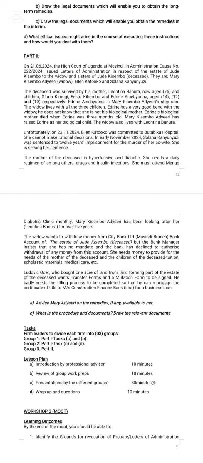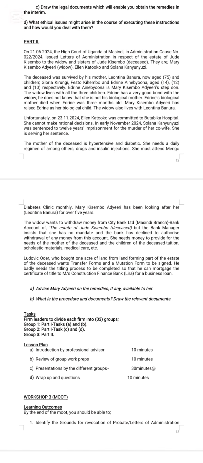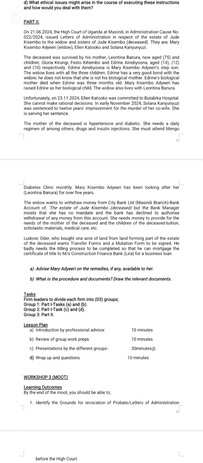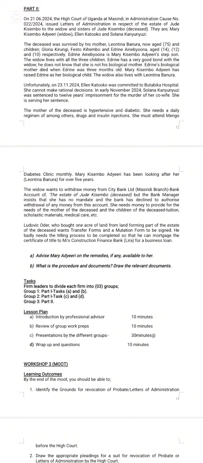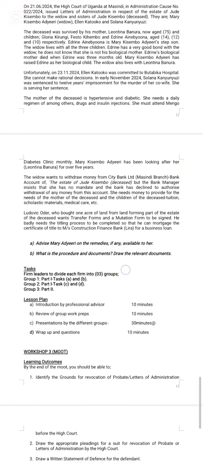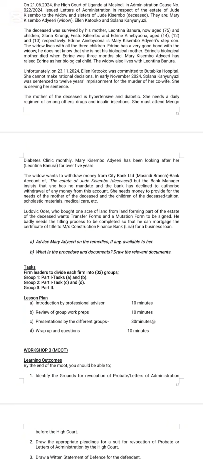Okay, part 2. Part 2 says that on 20th, the High Court of Uganda at Masindi, in administration cause number, issued letters of administration to the estate of Mary Kisembo. The deceased was survived by her mother, now aged 75, and children Gloria Chirunji, Festo Chemba, and Edwin Ainebiona. Edwin Ainebiona is Mary Kisembo's stepson. The widow lives with all 3 children. Edwin has a very good bond with the widow. He does not know that she's not his biological mother. Edwin's biological mother died while Edwin was 3 months old.